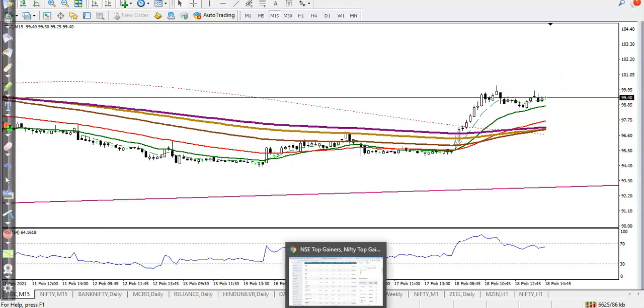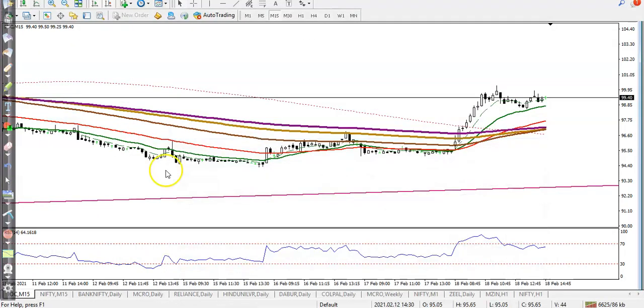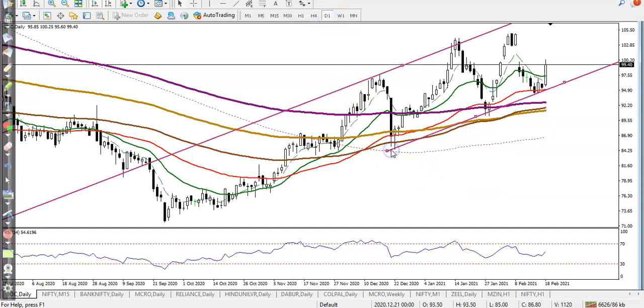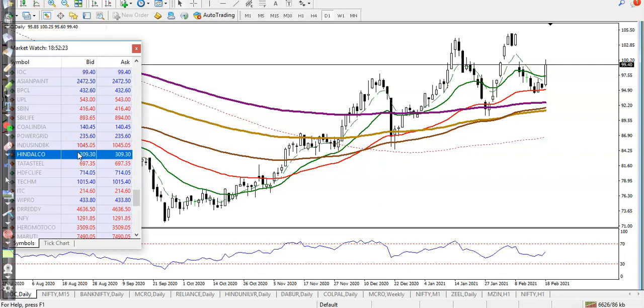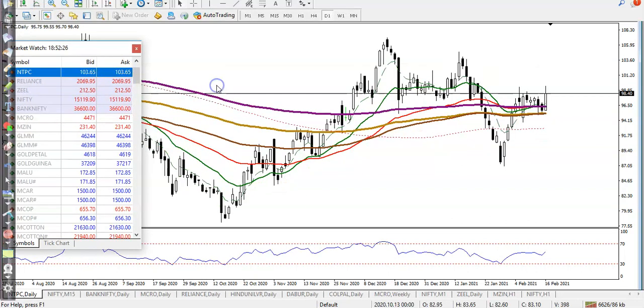And another one, NTPC. Okay, let me remove this one, daily time frame. Let me remove this one. NTPC. Okay, NTPC, this one.